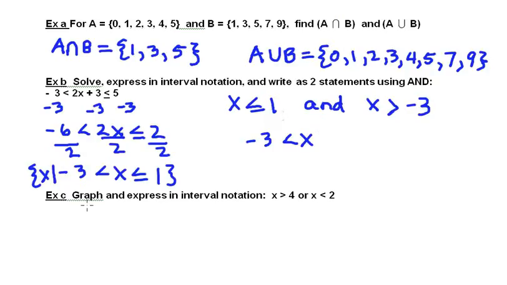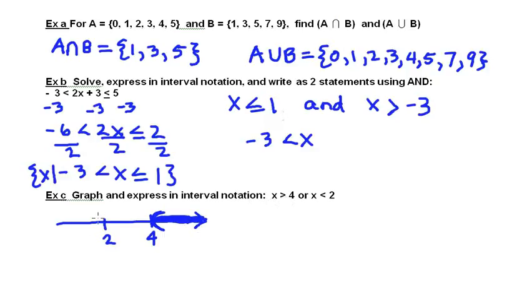Next, let's take a look at this problem. It says to graph and express in interval notation x is greater than 4 or x is less than 2. And to do this, I think I'd like to use a number line and to graph these two inequalities. So I have the important landmarks at 2 and 4. And for x greater than 4, I'm going to shade to the right. And because it's a strictly greater than and the endpoint is not included, I'll make this curved. So that's the first inequality.